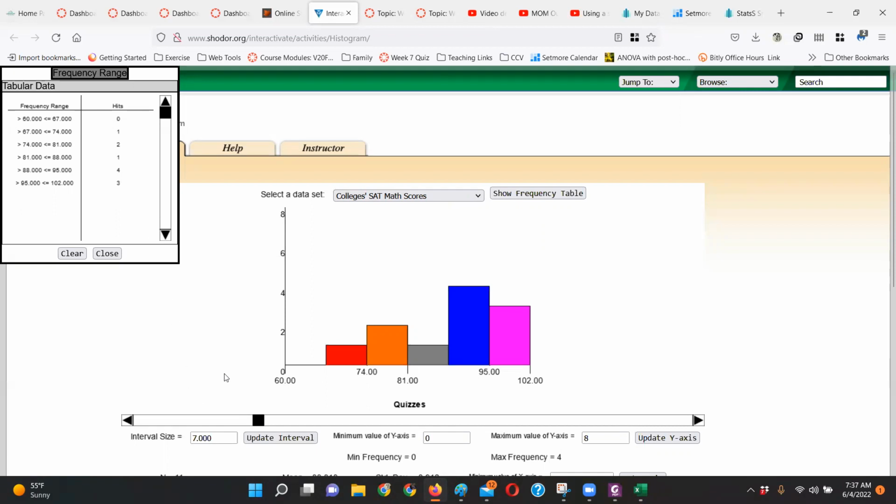It doesn't do relative frequency. It doesn't do cumulative frequency. It doesn't do cumulative relative frequency. So that's something we'd have to do by hand with a spreadsheet. But it gives us a quick picture and gets us to a nice number of bins.